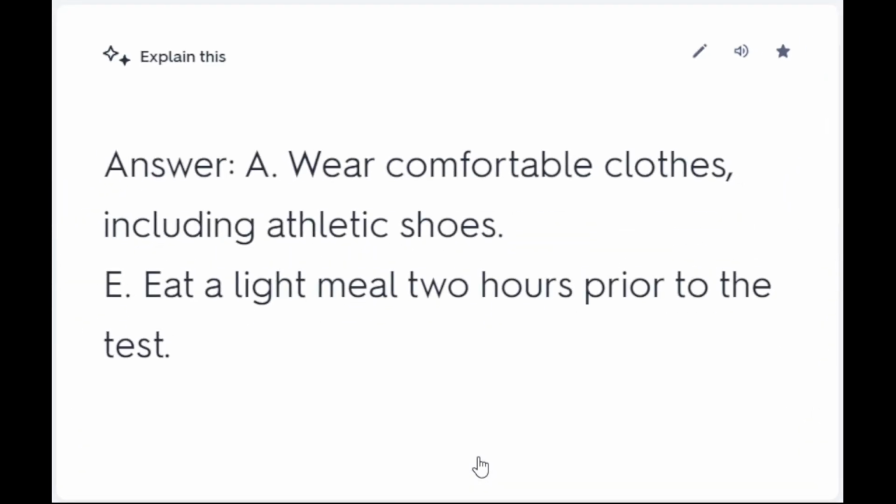Answer A. Wear comfortable clothes, including athletic shoes. E. Eat a light meal 2 hours prior to the test.